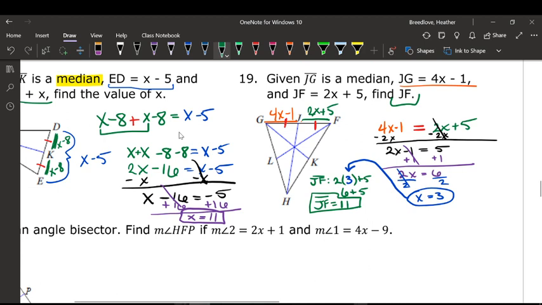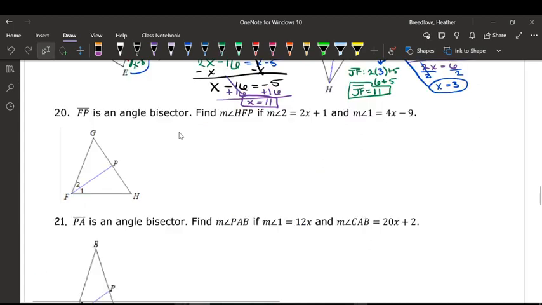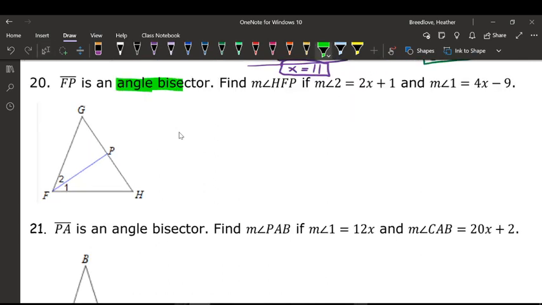All right, so number 20, we have that segment FP is an angle bisector. So that's a key term. Bisector, an angle bisector, I hope you guys have figured out by now that an angle bisector splits the angle into 2 equal pieces. So if FP is a bisector, this is the bisector, it means that these two angles, angle 1 and angle 2, are equal to each other. It's been cut in half.